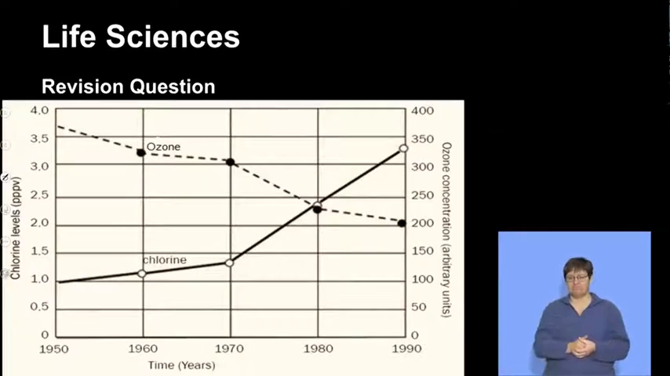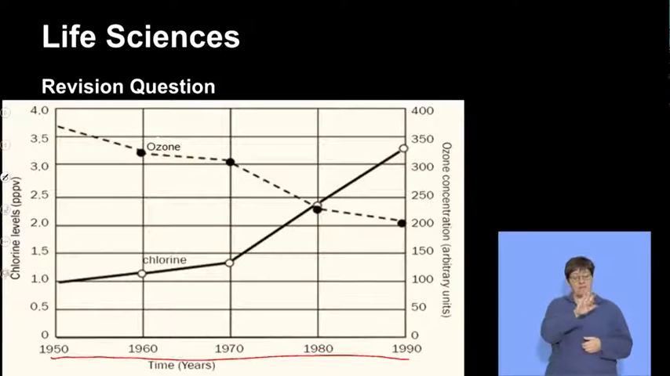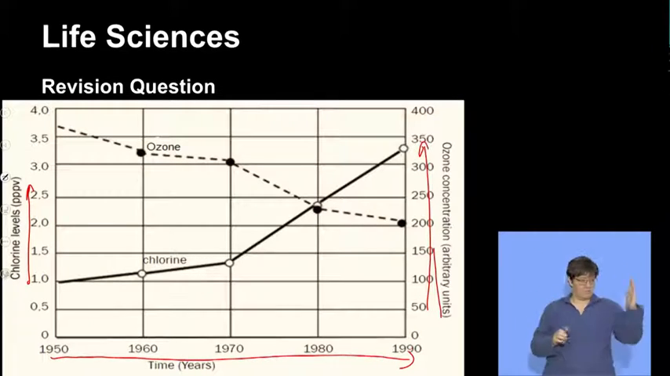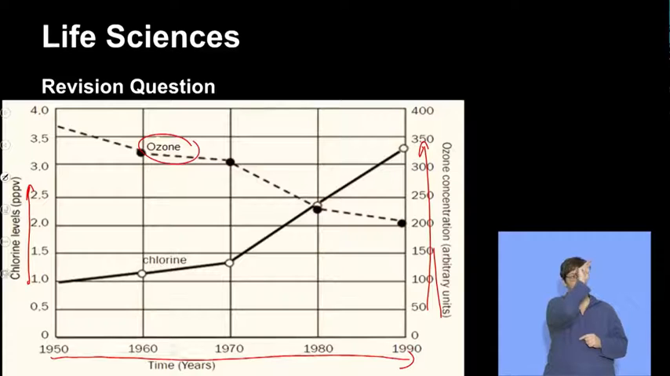So guys, the graph shows you the information that was collected from the 1950s all the way till 1990. On one set of the y-axis, we have the chlorine levels, measured in ppv, parts per volume, and we'll refer to that as a unit. Then we have the ozone concentration, which is measured in an arbitrary unit. So we've got the ozone concentration here, and we've got the chlorine levels.